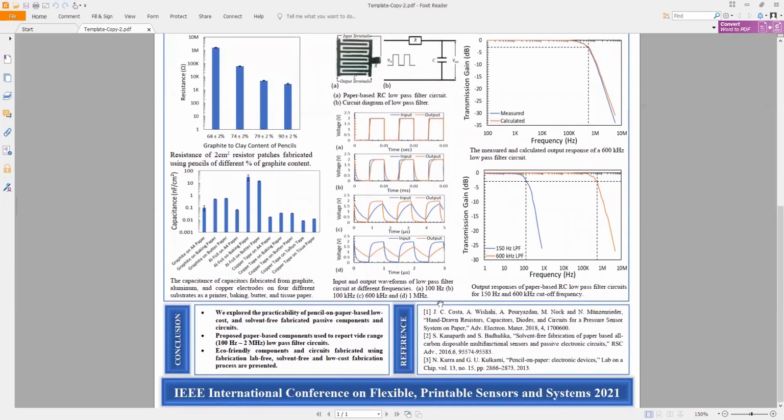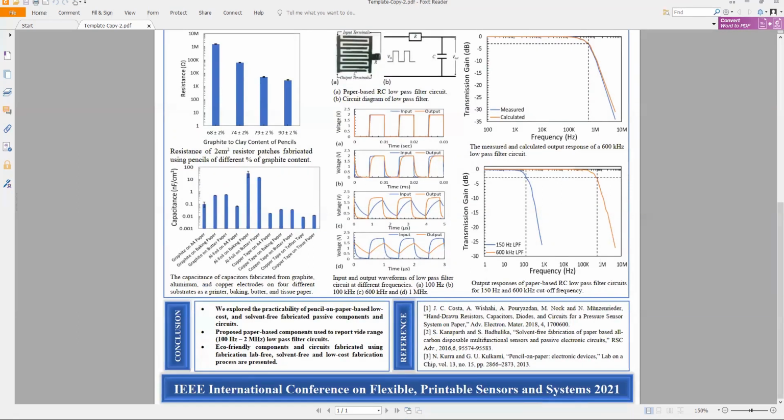In the last figure, you can see that we demonstrated two different ranges of low pass filter circuits. We demonstrated the lowest cutoff frequency as 150 hertz and the highest cutoff frequency as 2 megahertz, so we are demonstrating low pass filter circuits from a range of 100 hertz to 2 megahertz.